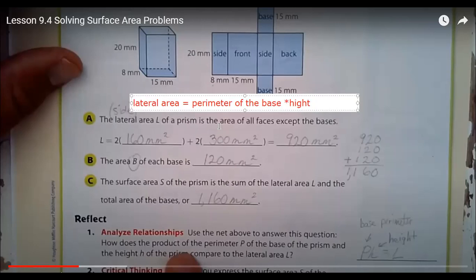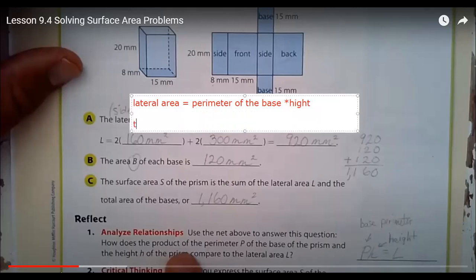Miss, can I answer? Yes, please. We will get the perimeter of the base and the height and multiply them together. Yes, thank you so much. Then if you want to calculate the lateral area for any figure, it will be perimeter of the base times height. What about if I want to calculate the total area? It will be lateral area plus 2 times area of base.